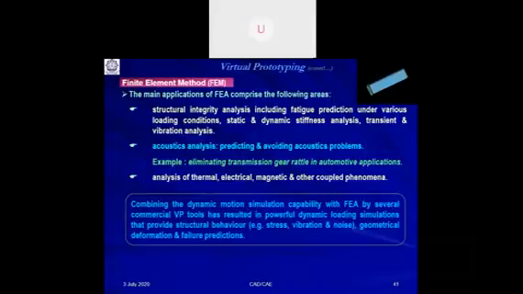So combining the dynamic motion simulation capability with the finite element, that means multi-physics, by several commercial virtual prototyping tools has resulted in powerful dynamic loading simulation that provides structural behavior like stress, vibration and noise, and the geometrical deformation and the failure prediction.